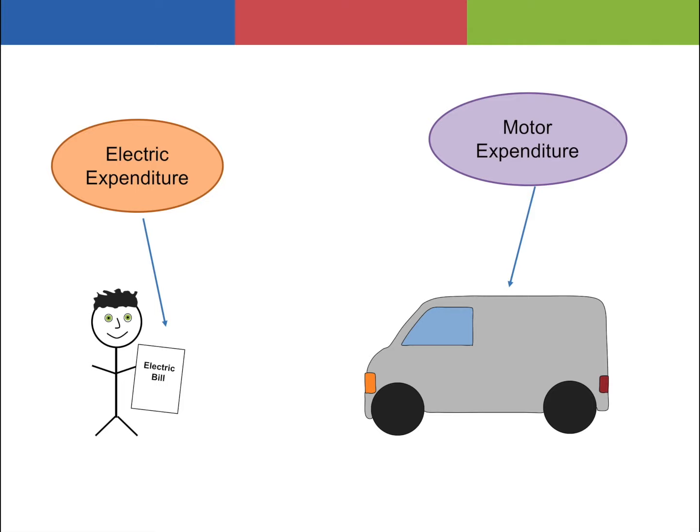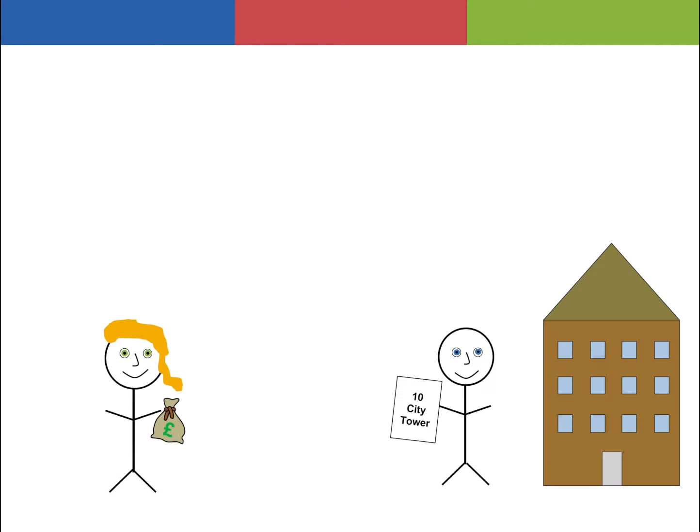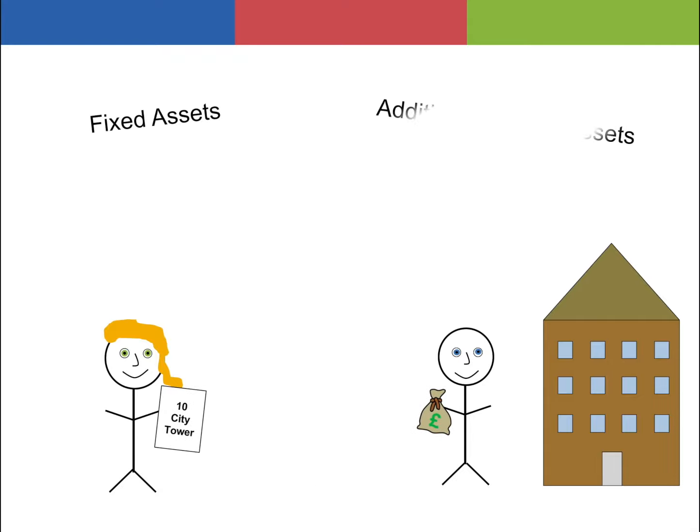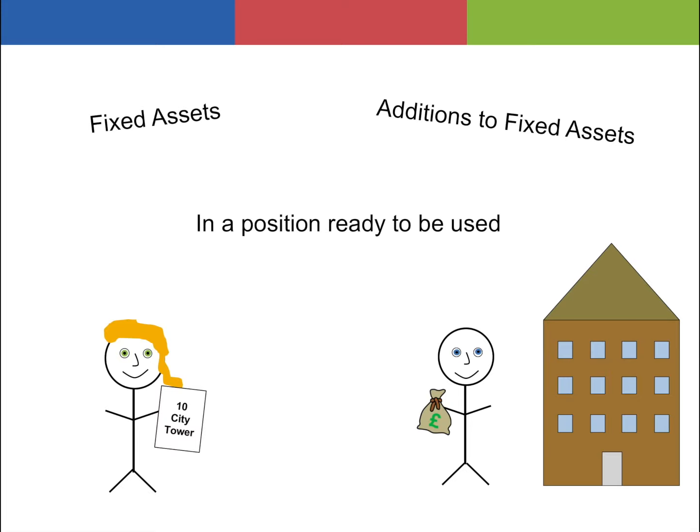Expenditure can be distinguished into two main types, and they are known as capital expenditure and revenue expenditure. In this video, we will look at capital expenditure. Capital expenditure is recognizable when a business spends money on fixed assets, additions to a fixed asset, or to get a fixed asset in a position ready to be used.